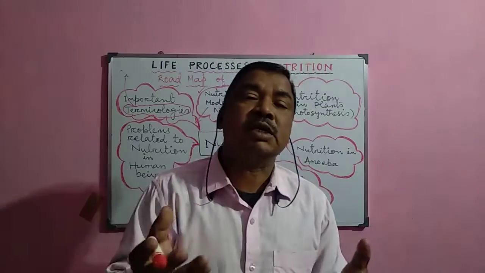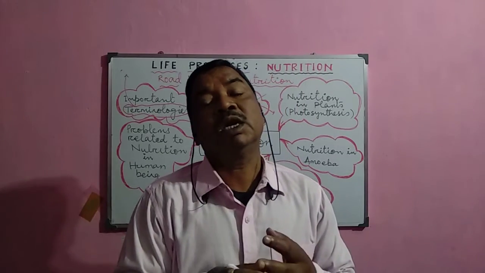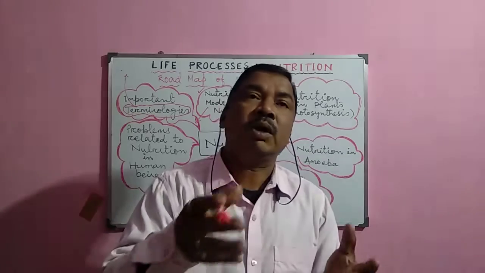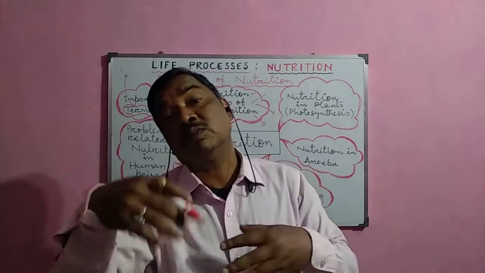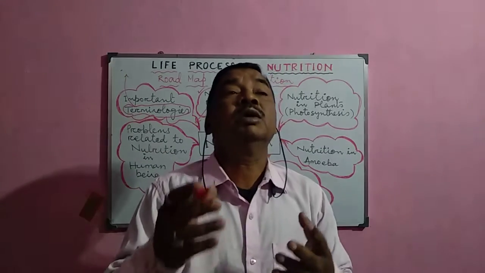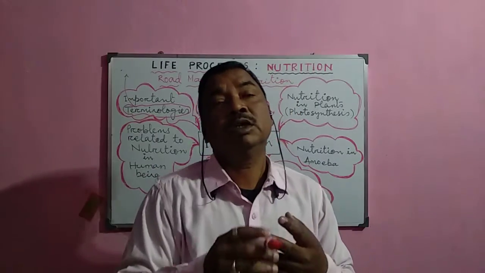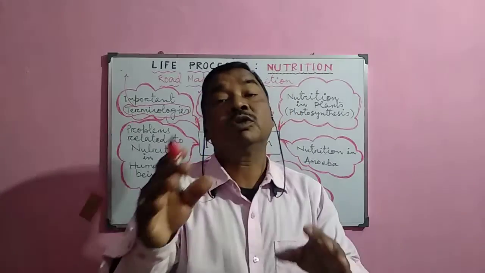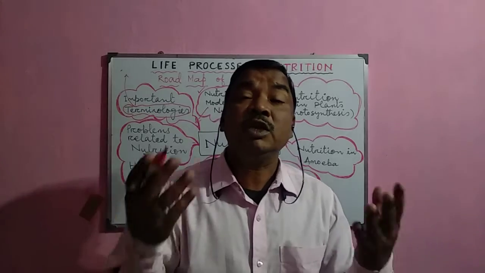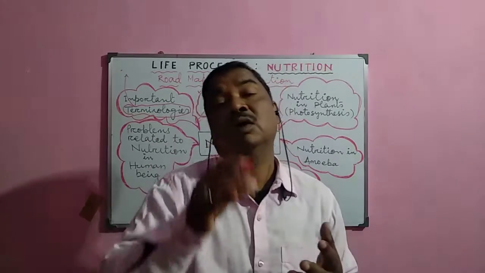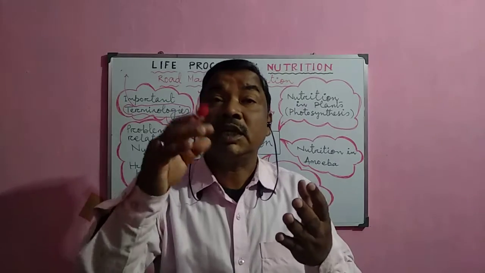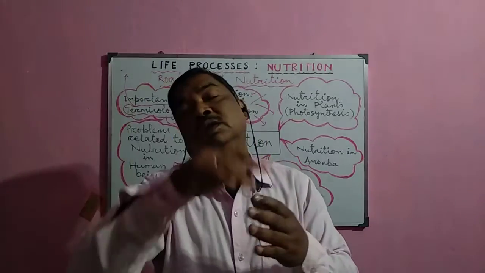Then there are minerals and vitamins. These are also utilized for the protection of our body and for the construction of the different parts of our body. The calcium is required for bone and teeth, and iron is required for the formation of RBC, like that. This is the utilization, or the assimilation, of the digested and absorbed food material.